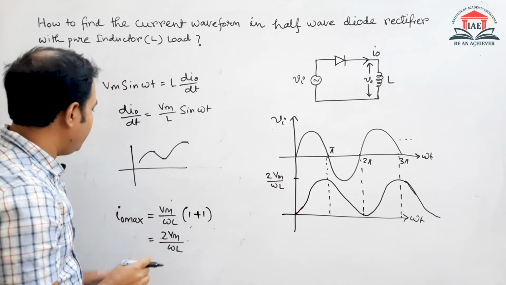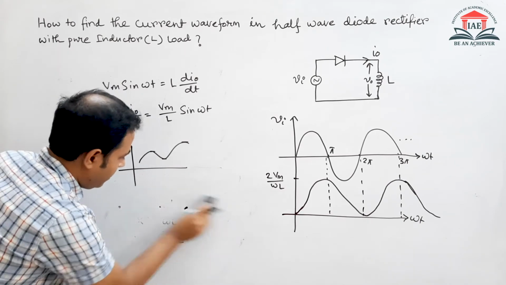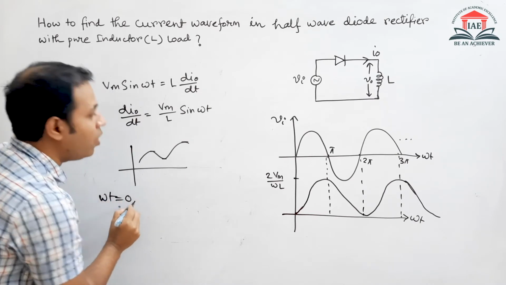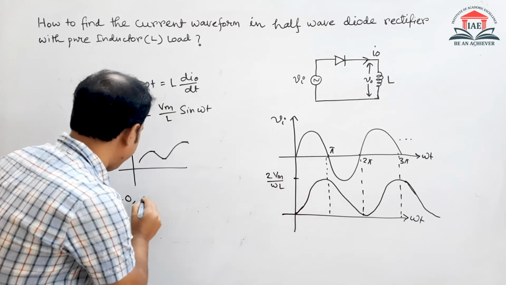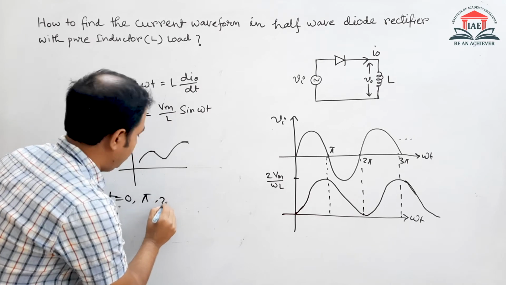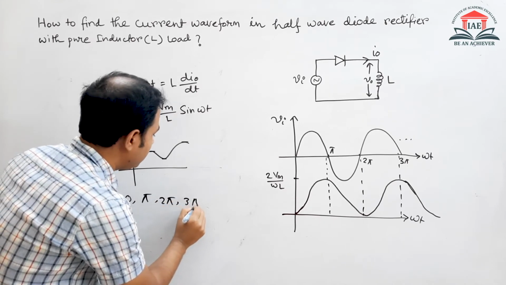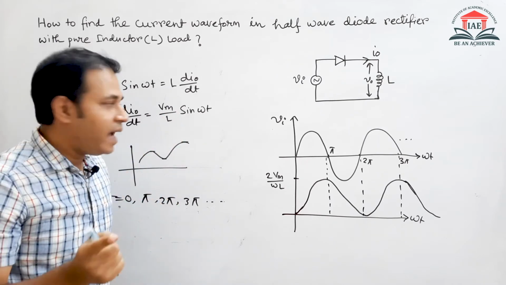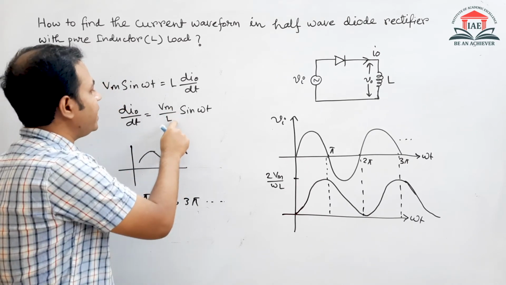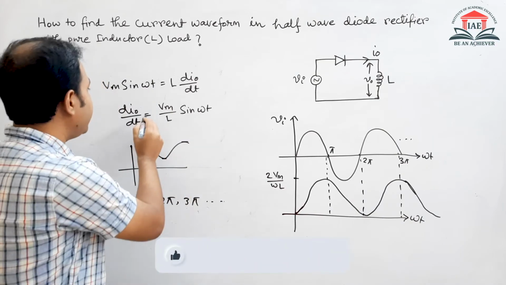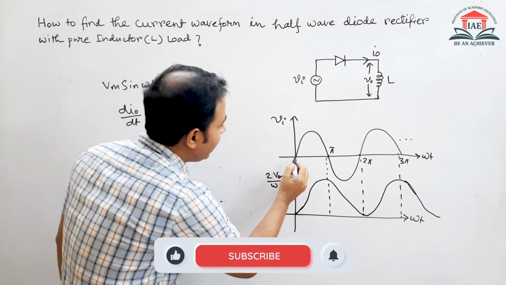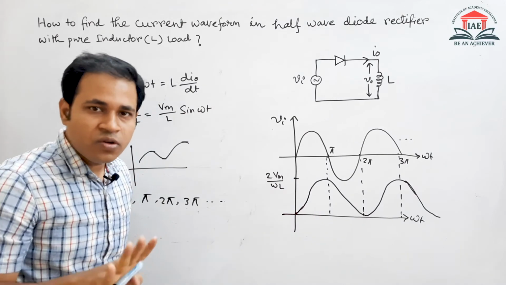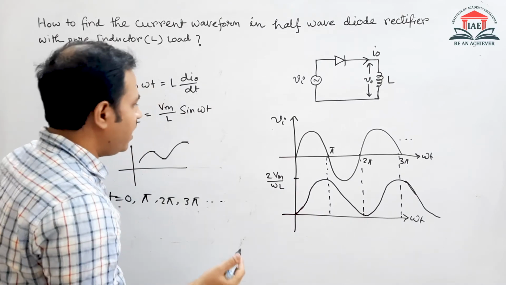We see here when omega t equals 0, or the zero crossing points pi, 2 pi, 3 pi, we get sin omega t is 0, and Vm by L is a positive quantity, so di dt is 0 here. So we see that at this point there must be a maxima or minima, but we do not know which it will be.